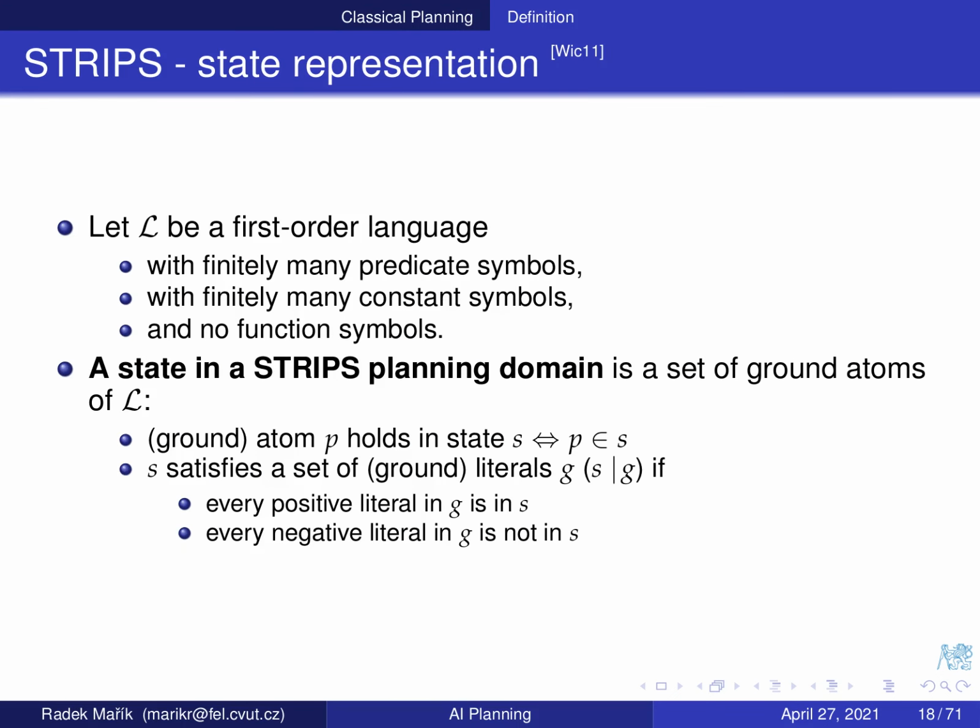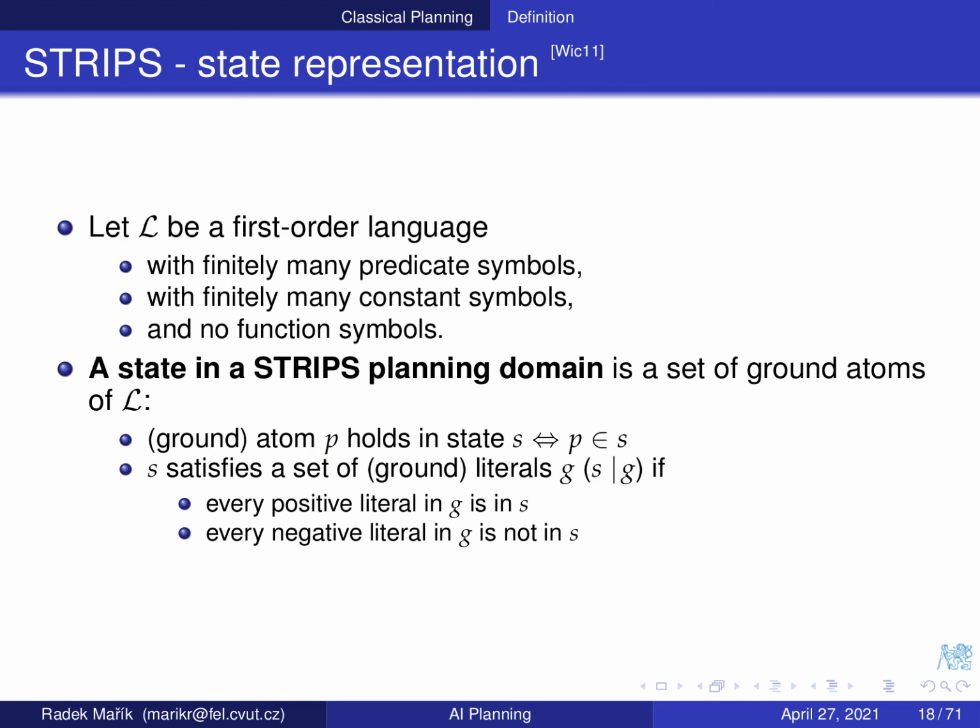So STRIPS. STRIPS can be defined using the first order language with finitely many predicate symbols, finitely many constant symbols, and no function symbols. Then a state is represented as a set of ground atoms, so basically names and constants. And we say that atom P holds in the state S if you can find that atom in the state. You are able to find the literal with the constant values in that state specification.